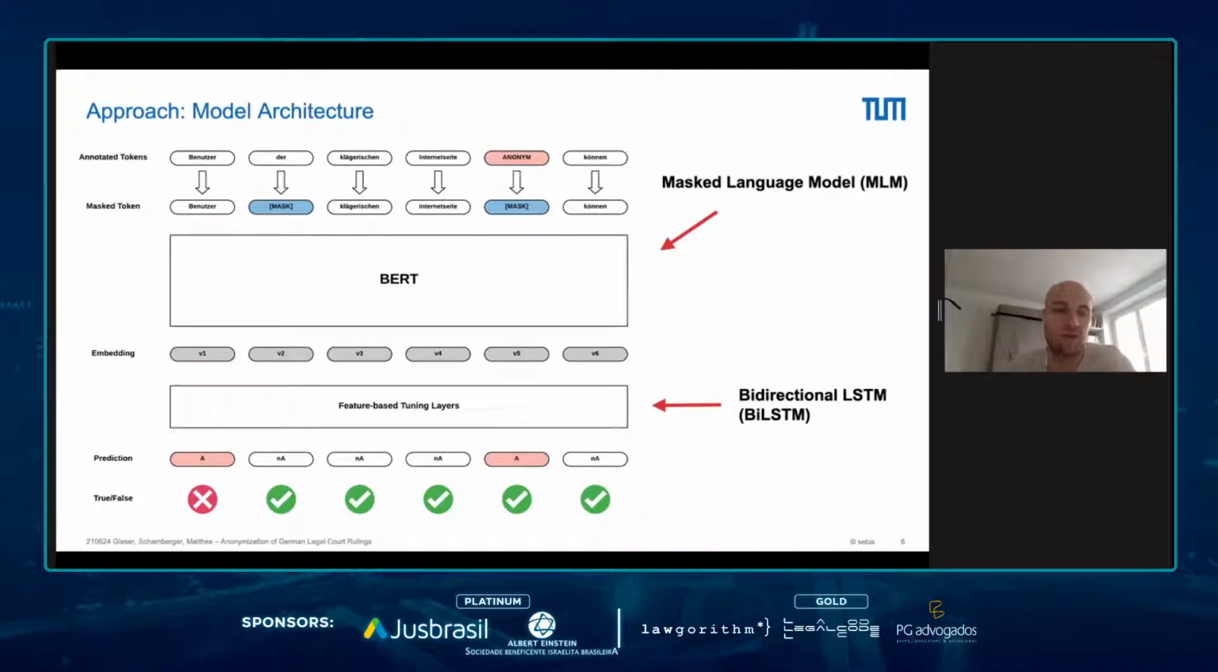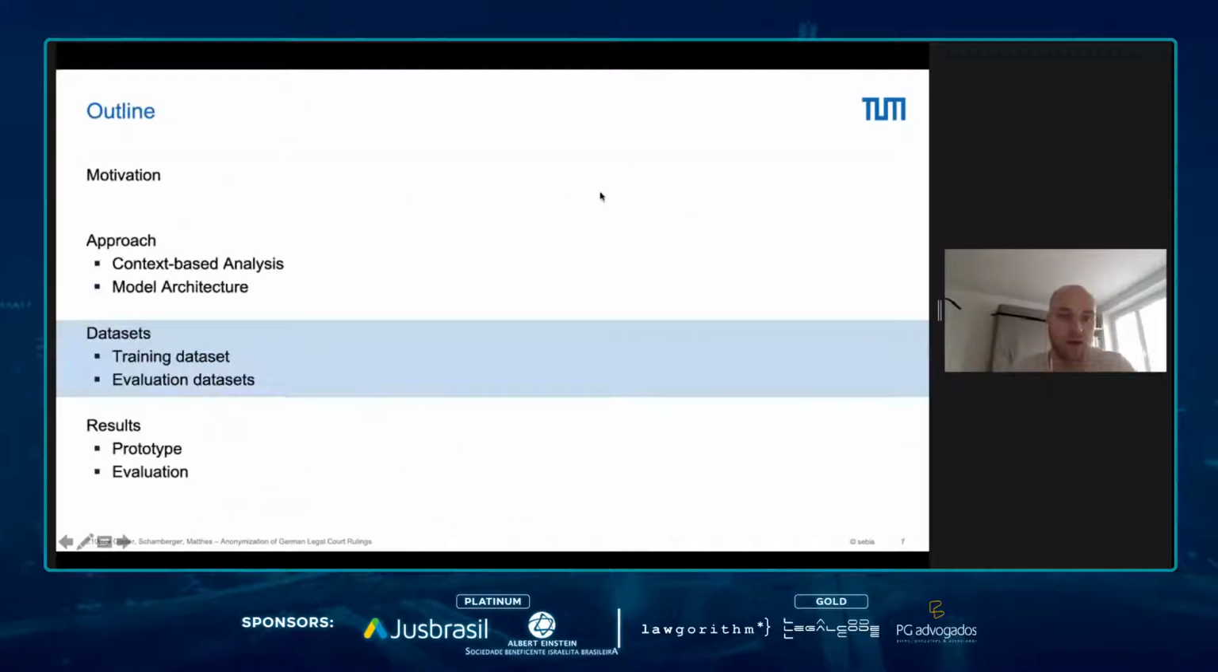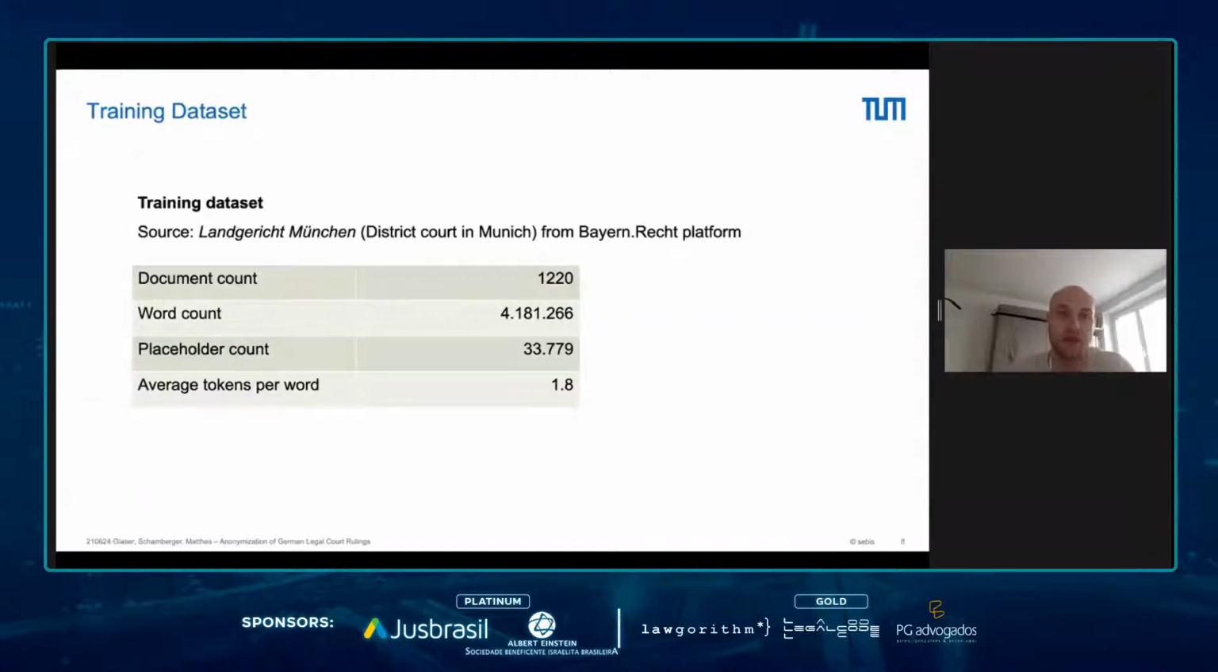And then at the end, we see this as a binary classification task, whether a token is sensitive or not. And before I talk about the results, I go to the dataset.